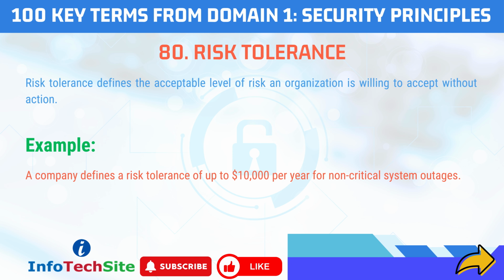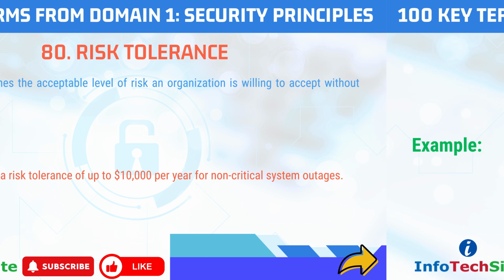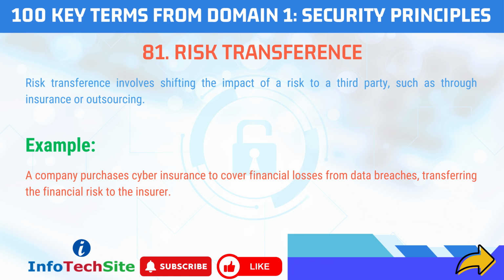80. Risk tolerance. Risk tolerance defines the acceptable level of risk an organization is willing to accept without action. An example includes: a company defines a risk tolerance of up to $10,000 per year for non-critical system outages. 81. Risk transference. Risk transference involves shifting the impact of a risk to a third party, such as through insurance or outsourcing.